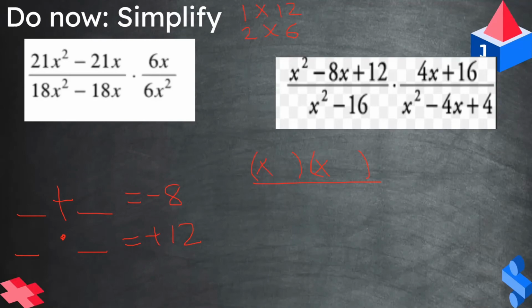You see 1 and 12, there's no way you can get 8 from there. Even if you add 1 and 12, even if you subtract 1 from 12 or 12 from 1, you are never going to get -8 from it, okay?